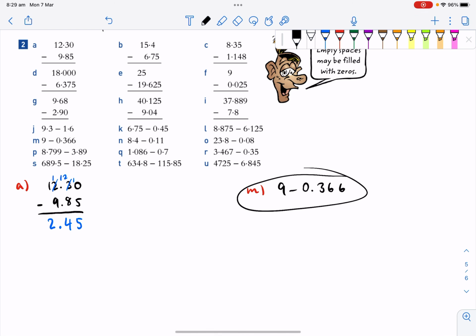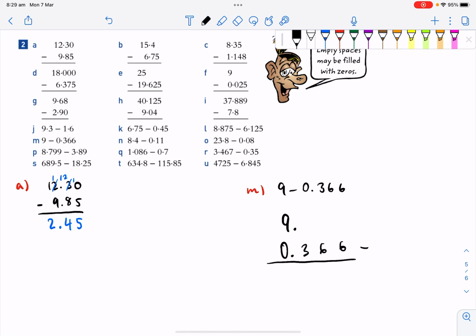With question M, write it as your algorithm. So we have 9. Now, always with decimals, when you're subtracting with decimals, put the dot down first. So we have 9 dot. And then we're going to write this in place as well. So 0.366. Okay, now from here, notice there's a lot of empty spaces here. So we're going to fill them in with zeros.